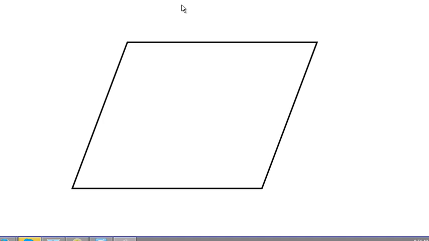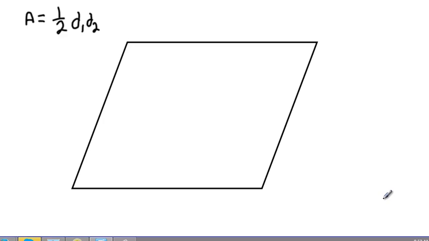Okay, so area of a rhombus. First, we need to make sure we know what the formula is for the area of a rhombus. And that says that the area equals 1/2 the product of the length of its diagonals. I'm just going to name them D1 and D2. So that's our formula.